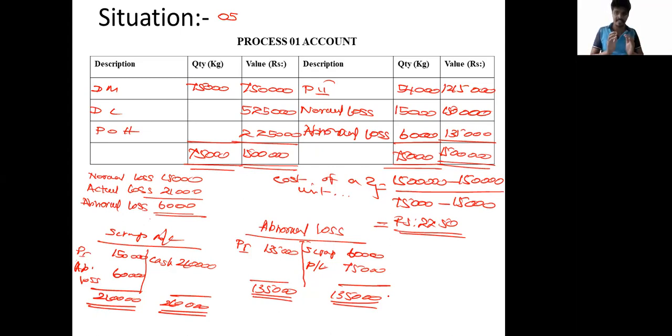So we decreased our loss. We covered part of our loss by selling out those scraps. So we have to transfer to the P&L account 75,000. Then scrap value will be increased by 60,000. Then we can earn 210,000. Got the point? Yes.